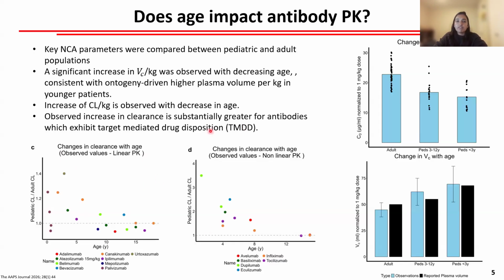In contrast, for antibodies that exhibit nonlinear PK, this effect was substantially more pronounced, with clearances increasing by as much as 2 to 4 fold in younger patients. Overall, what these findings really demonstrate is that age related PK differences are very pronounced in the youngest patients, and these go much beyond the basic body size level differences. And they are also amplified in antibodies that exhibit nonlinear PK.